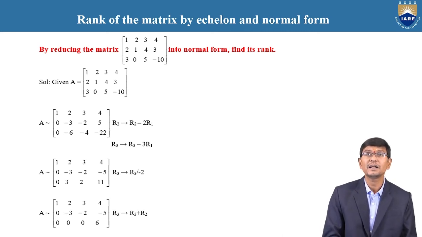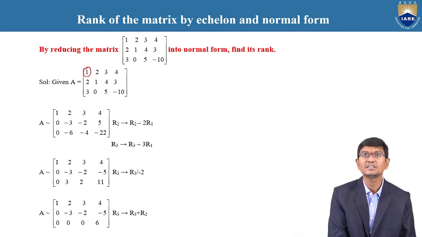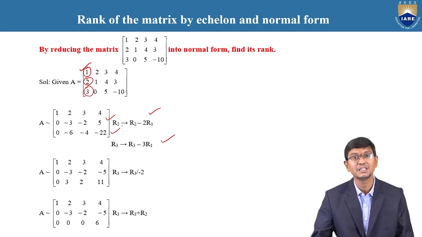For example, the given matrix is 1, 2, 3, 4, 2, 1, 4, 3, 3, 0, 5, minus 3, 10. Observing the first row, the first element is clearly 1. But the concept here is that we need to change the 2 and the 3 to 0. By applying R2 minus 2R1 and R3 minus 3R1, the second row and the third row are changed.